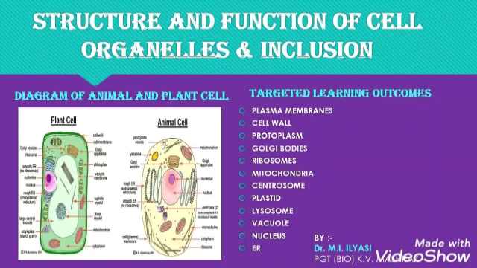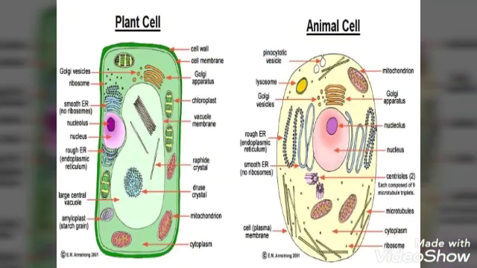Now we should know about the ribosomes. These are extremely small, dense and round bodies interspersed in the cytoplasm. Ribosomes are made up of ribonucleic acid, RNA, and proteins. In prokaryotic cells, ribosomes are of 70S type, and in eukaryotic cells, ribosomes are of 80S type. Ribosomes are responsible for protein synthesis.